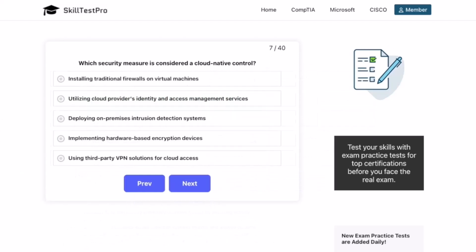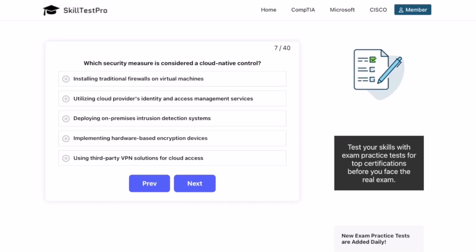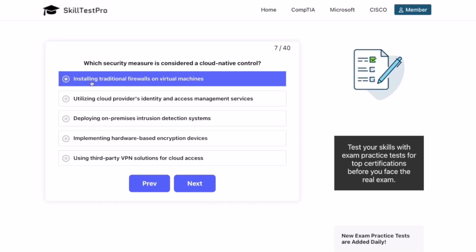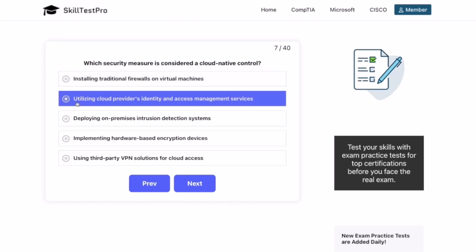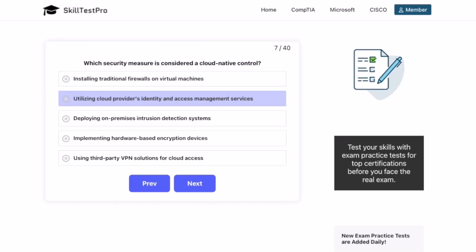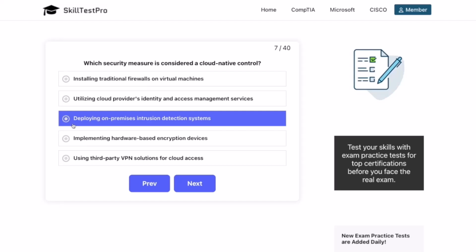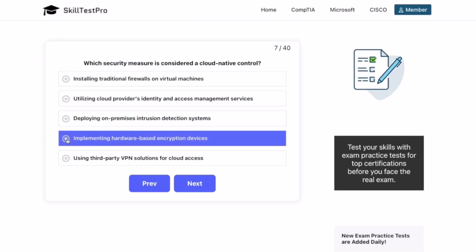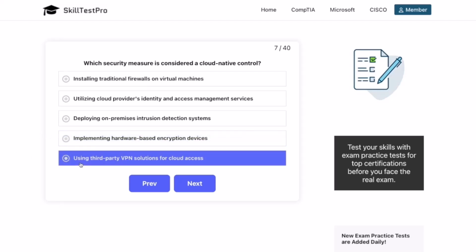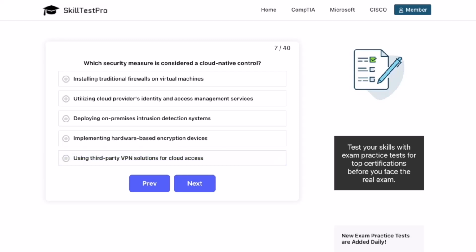All right, question 7. Which security measure is considered a cloud-native control? Installing traditional firewalls on virtual machines? Utilizing cloud providers' identity and access management services? Deploying on-premises intrusion detection systems? Implementing hardware-based encryption devices? Or using third-party VPN solutions for cloud access?